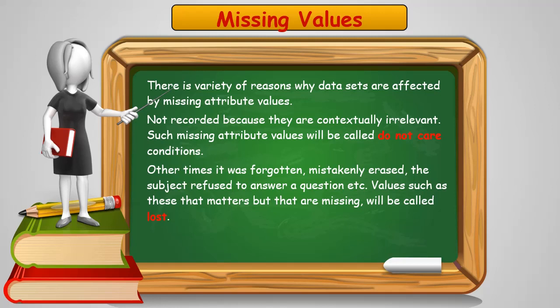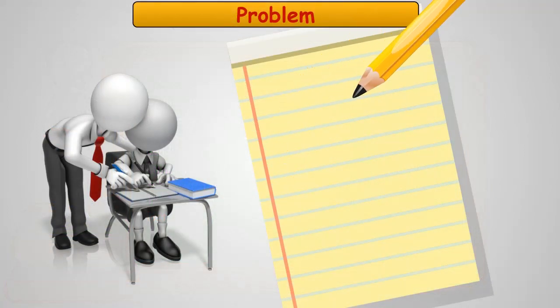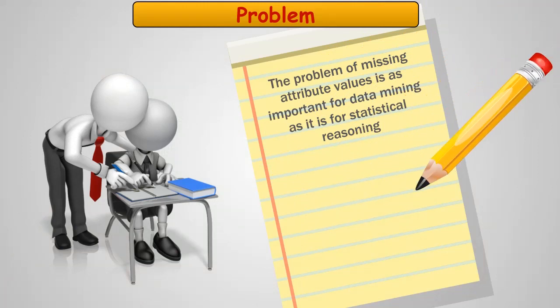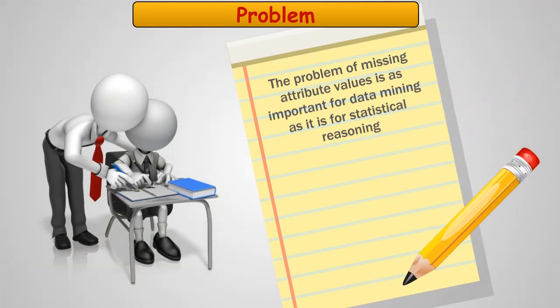Other times it was maybe forgotten, erased, maybe the person refused to provide us the data, so perhaps they wouldn't tell us their gender, for example. So we had to use a value of unknown. This is called lost data, and we're going to handle them differently. Do not care and lost can be handled in different ways. And always keep in mind that the issue of lost data is just as important a problem to data mining as it is for statistical reasoning. It's a big deal. You need to make careful, cautious decisions about how you're going to handle missing values.